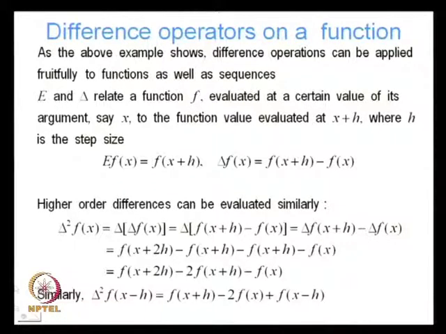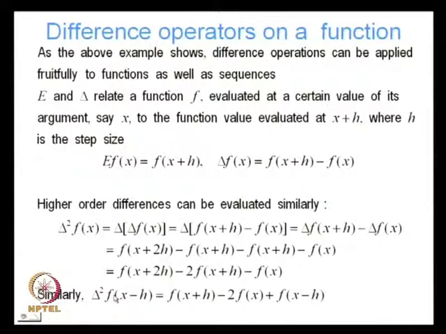So, operating on f(x) with the difference operator, I get f(x plus h) minus f(x), right, and then I operate again with the difference operator. So, I operate first on f(x plus h). Then I am going to get f(x plus 2h) minus f(x plus h), minus del operating on f(x), which gives me f(x plus h) minus f(x), right. So, that is what I am going to get. If I pull the terms together, I get f(x plus 2h) minus 2 f(x plus h) plus f(x), right.